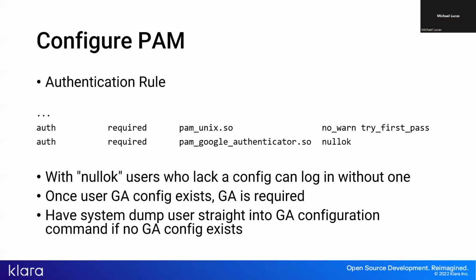So in theory, what you do is you leave nullok in there for a week or 2 and let everybody log in and configure their Google Authenticator access. And then you remove the nullok. And in theory, everybody has it configured. And that turns into your first warning where users who didn't configure it on time can't log in, and you get to yell at them. You might also set up some scripting so that a user who doesn't have Google Authenticator gets dumped into the configuration program when they log in.